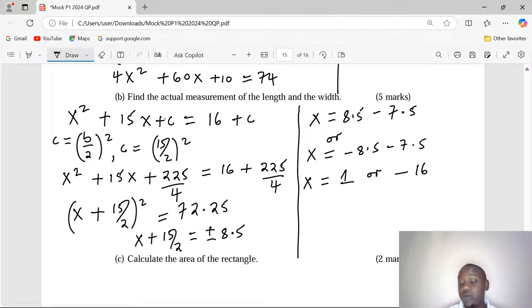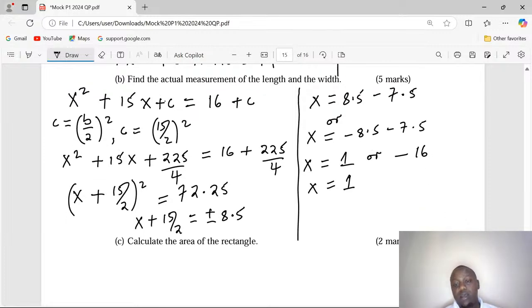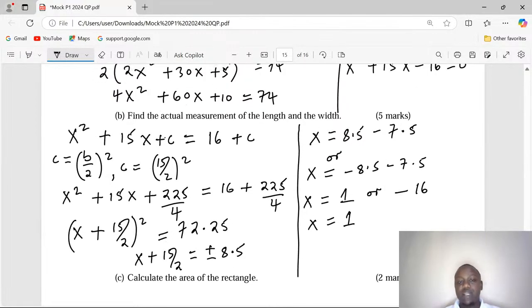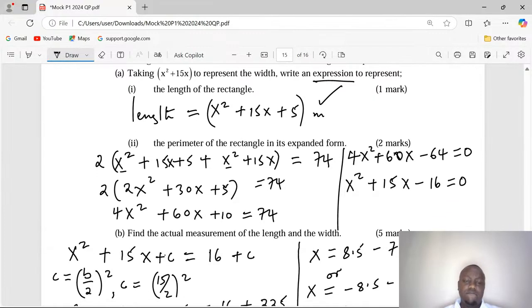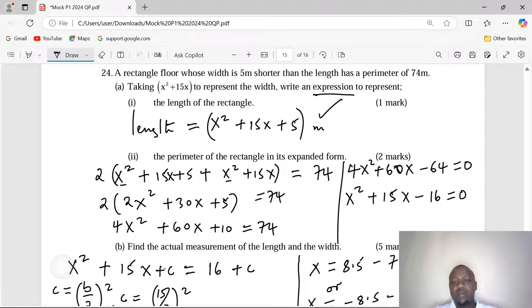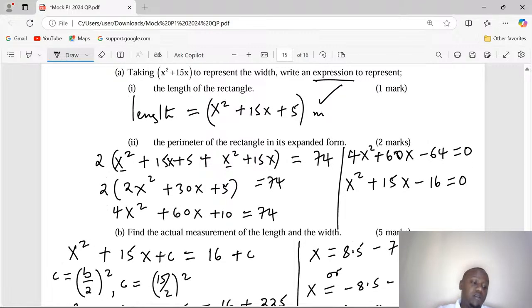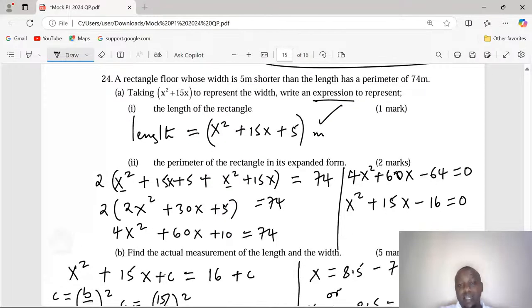Now that we are dealing with length, we conclude that x equals 1. The value of x is 1. And if x is 1, we cannot use the negative value. Though it can still work, let's check, because we can have several possible dimensions.